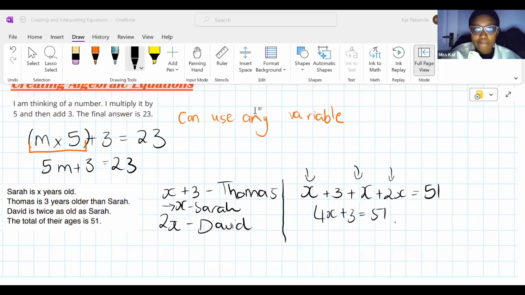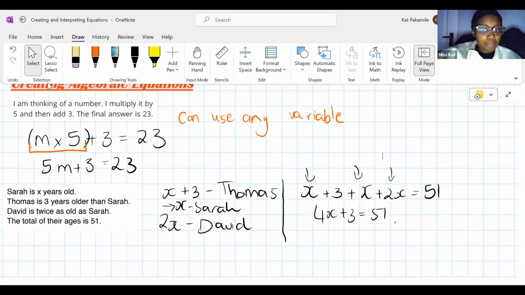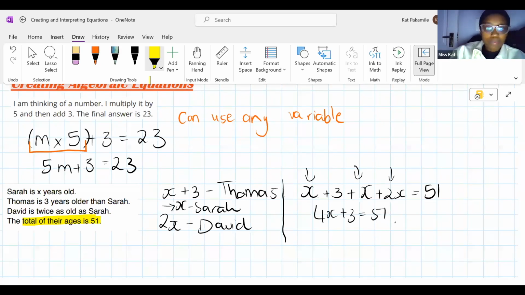Hi, ma'am. I don't understand where you guys got the X before 2x. It's in the sum. What's the first line of the sum? X plus 3 plus X plus 2x equals 51. Because it says the total of their ages. If I say the total of your age and my age is 40, how are you going to get that total?